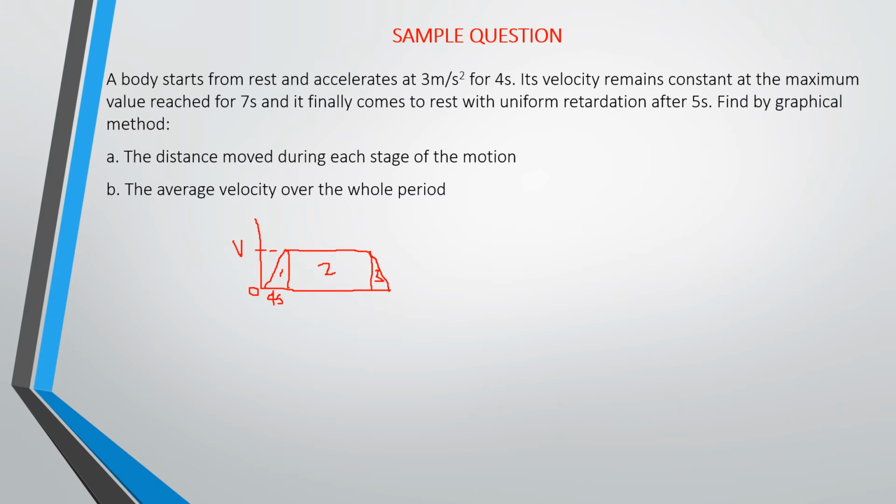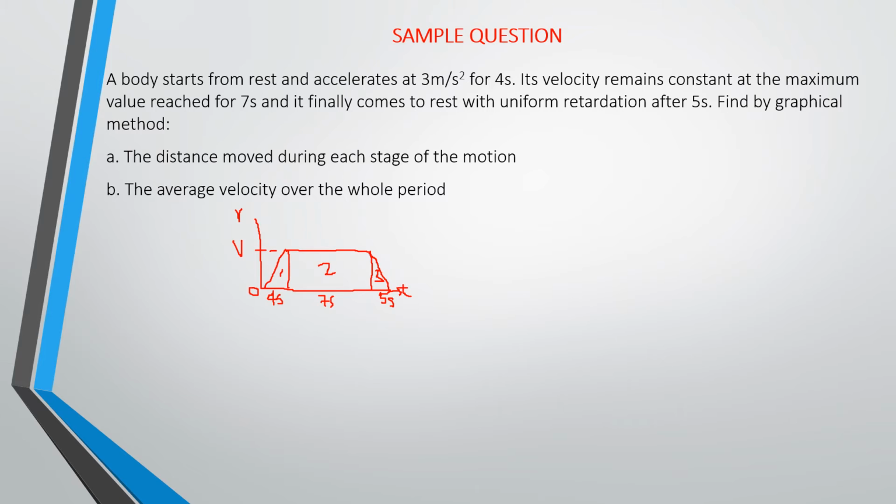It maintains the velocity for 7 seconds, so this is 7 seconds, and it finally came to rest after 5 seconds. That is, the retardation is for 5 seconds, so within this stage, this 5 seconds. Velocity is this axis, and time is this axis. As I said, draw your own to make it very neat and fine.